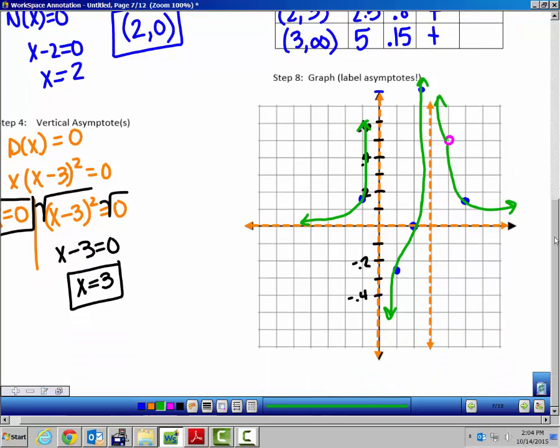The only thing I'm missing here is the labels that I need for my asymptotes, so make sure you include those. This was my horizontal asymptote at y equals 0. This was my vertical asymptote at x equals 0, and my vertical asymptote at x equals 3. And now my graph has everything that I needed. All of my asymptotes, my holes, my points from my test interval charts, and the curves.